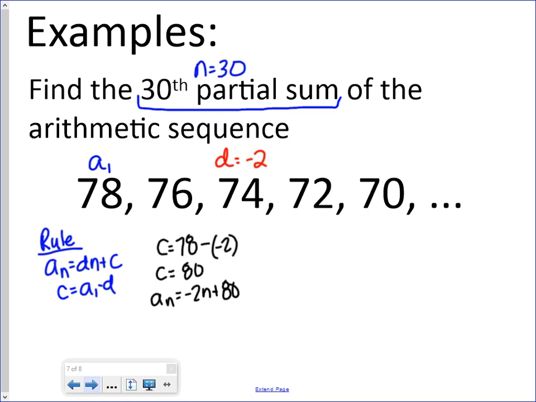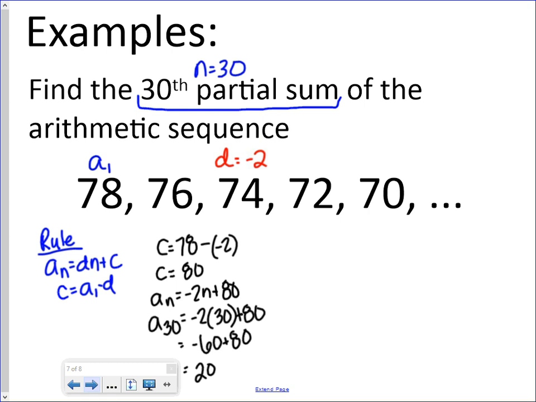And in order to find the sum for the first 30 terms, I want a sub 30 equals -2 times 30 plus 80. That would be -60 plus 80. So the 30th term is 20.